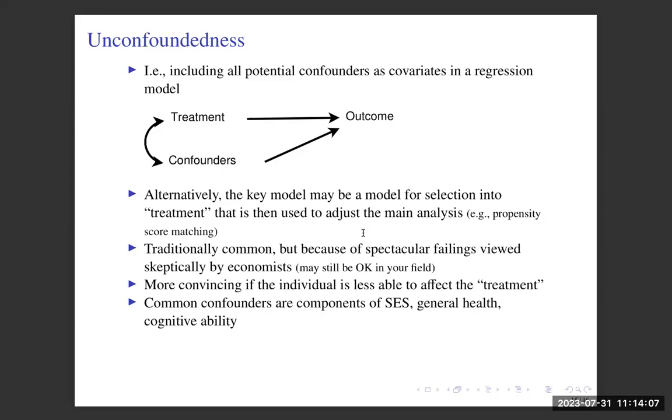Now, in my opinion, such models, or at least the causal claims of the models, become more convincing if the individual is less able to affect the treatment. In economics, there's been a lot of study of job training programs, where individuals can decide whether to enroll in the job training or not. Regression models that model that have turned out to be really bad. They estimated big effects of the job training, and then they did a randomized trial, and it turned out that there wasn't a big effect.